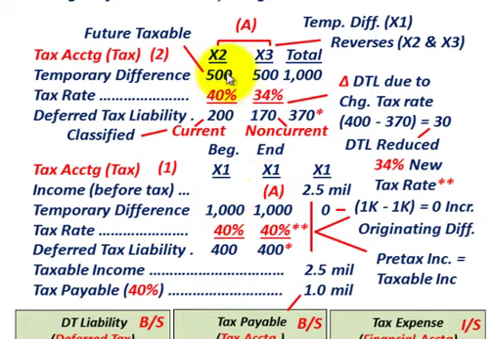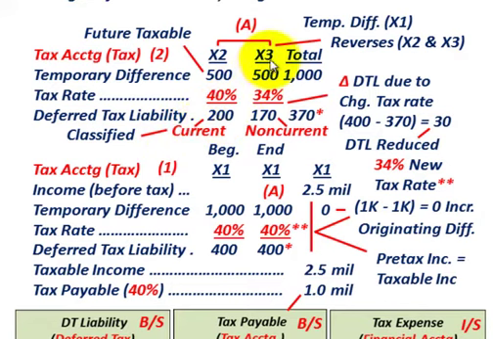So what we would do is take our temporary difference, the $500,000 for year X2, times our tax rate of 40%. The government hasn't changed that for year X2. So 40% of the $500,000 is going to give us a deferred tax liability of $200,000, and that we're going to classify as our current liability.